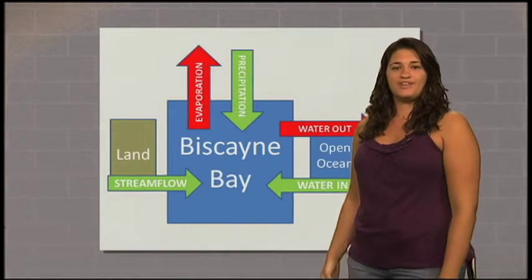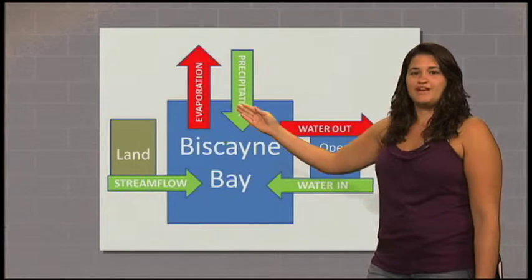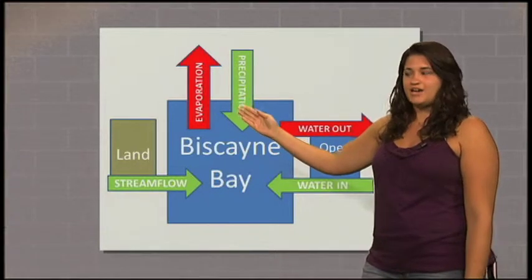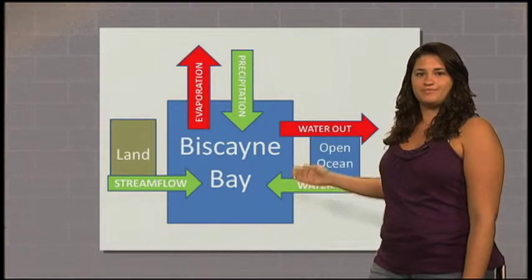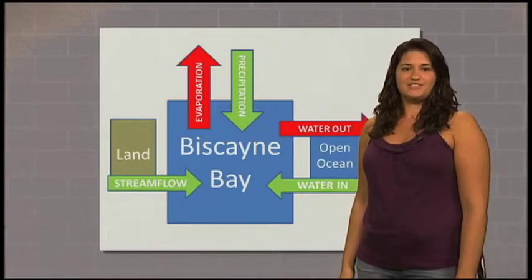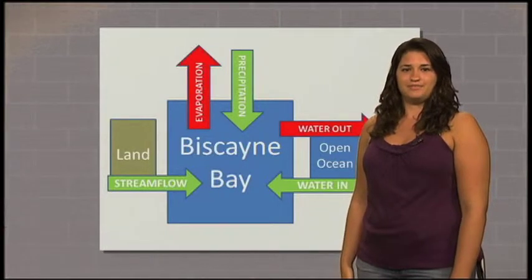Now the flow of water leaving the bay is represented by the red arrows. There's evaporation from the surface of the bay itself, and also the flux of water out of the bay back to the open ocean. If you know the amount of water associated with these 5 arrows, you can model changes in the salinity of the bay.